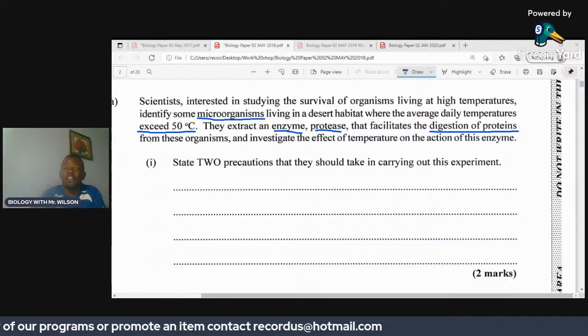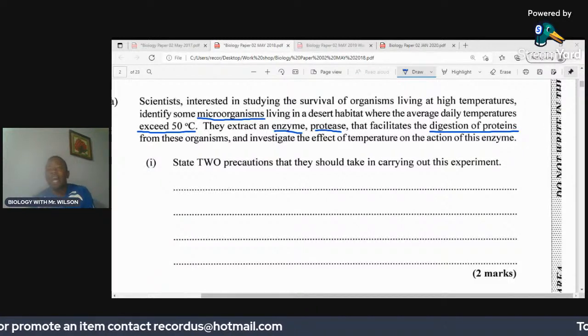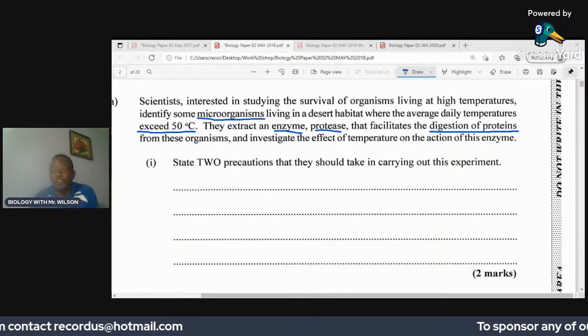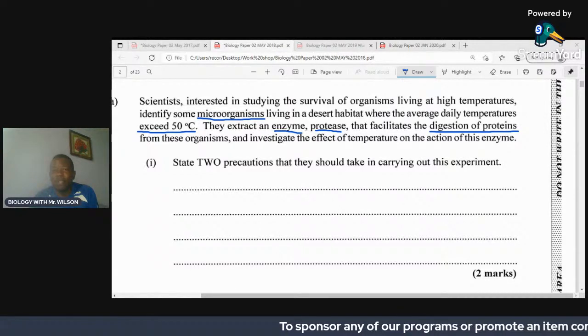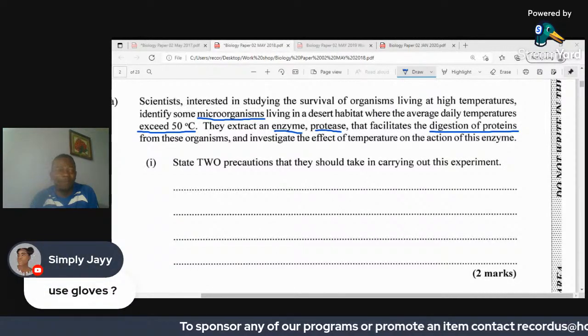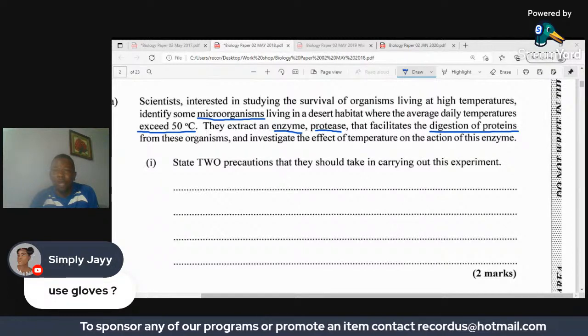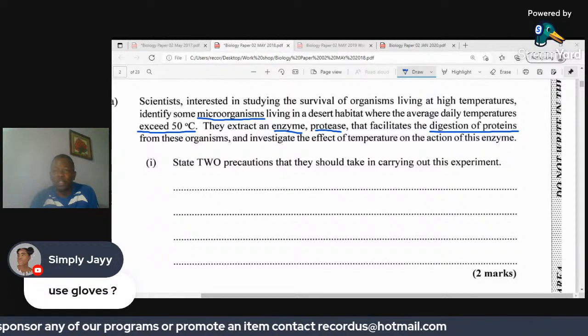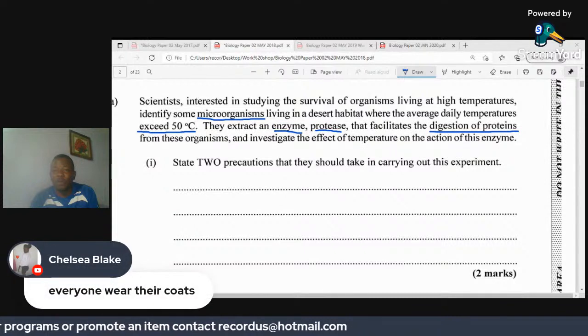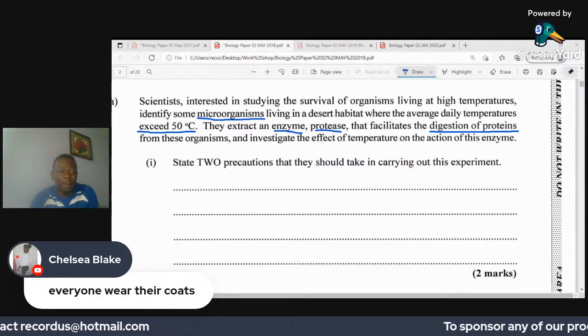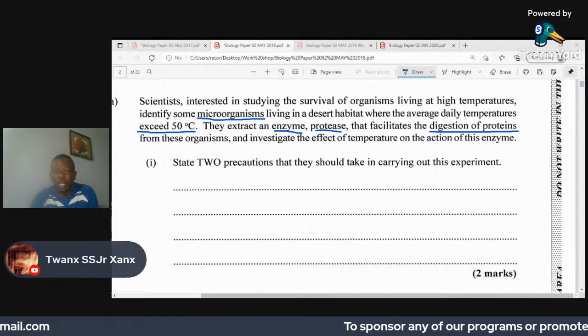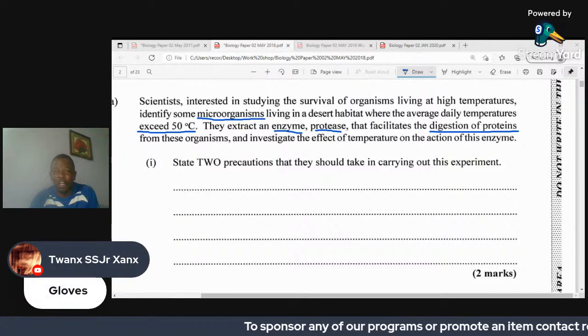I can't remember. So you want to make sure that you are wearing gloves, because gloves are pretty much protective equipment. All right, so I'm just going to show some on the screen. You want to wear gloves. Somebody is saying that you should wear lab coats. Persons are saying that you should wear gloves.